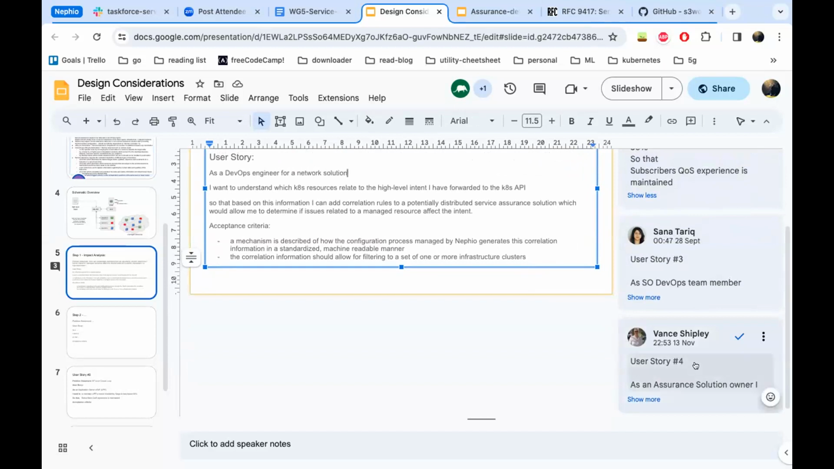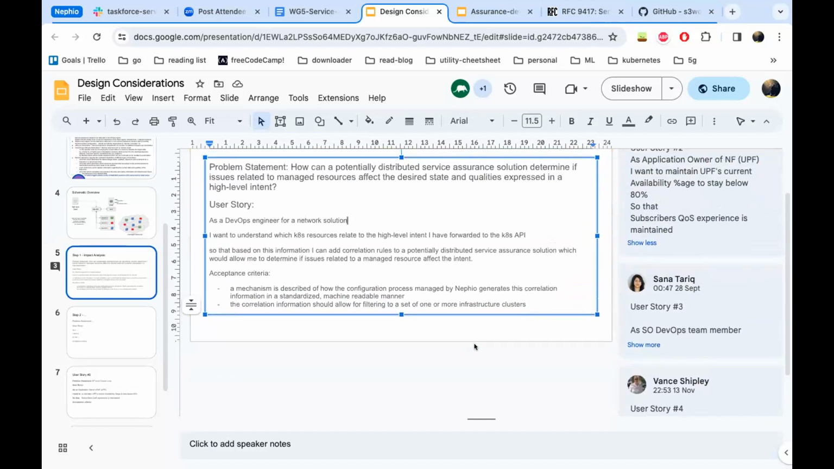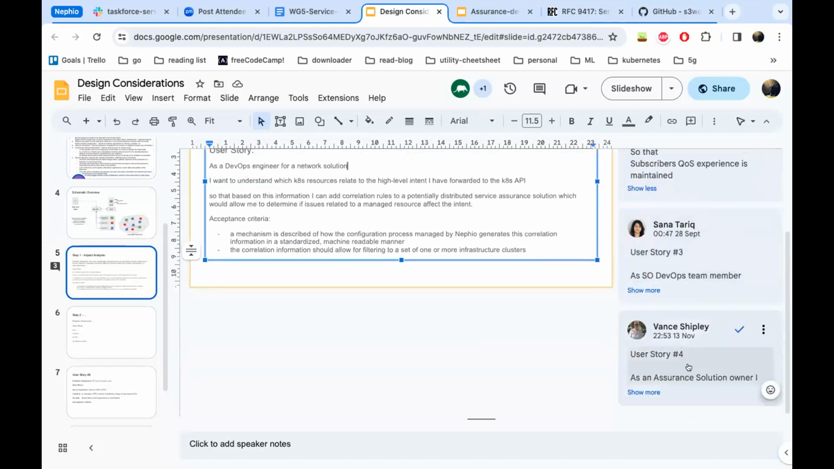Okay, sure, of course. I'm not quite sure, is Vance in this call? Maybe he would want to do the same. No, he's not in the call. Because I can just take those user stories and try to fill them into this template and enrich them a little bit. Yeah.